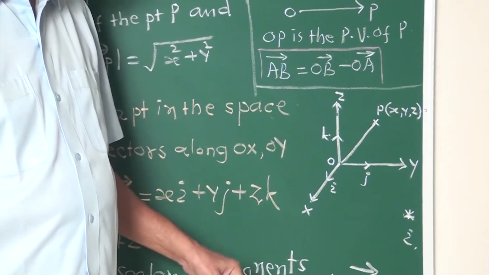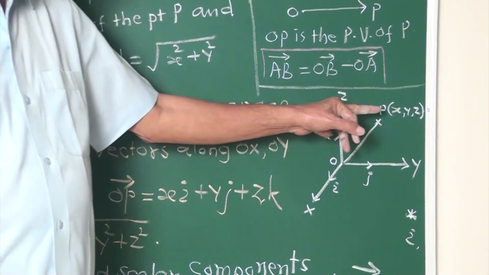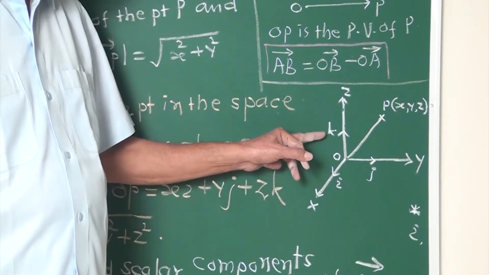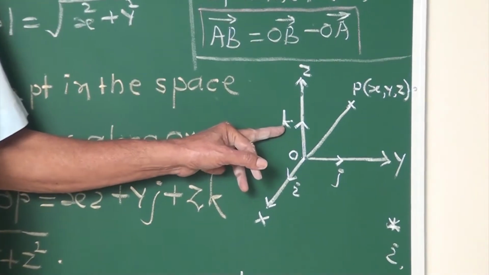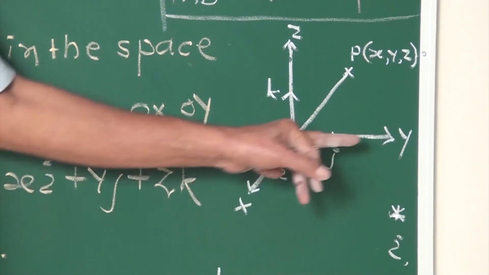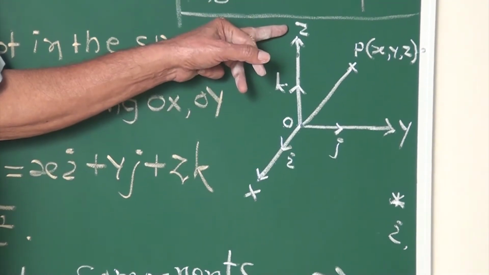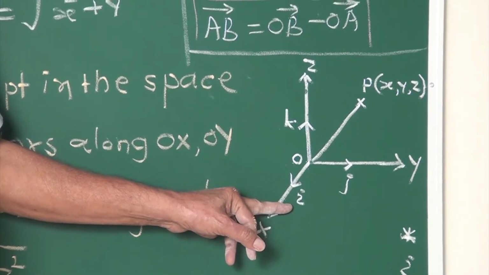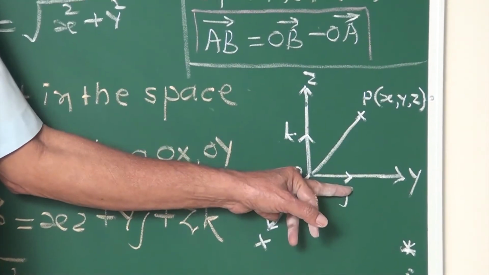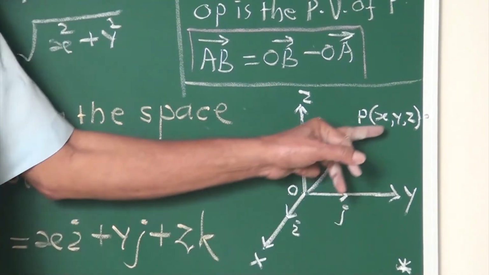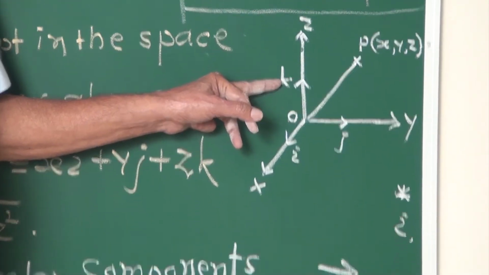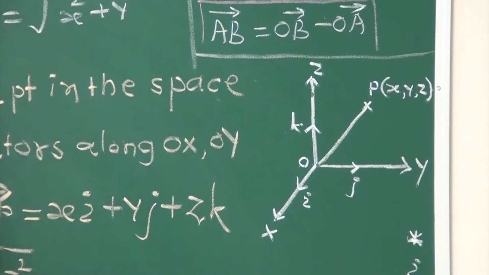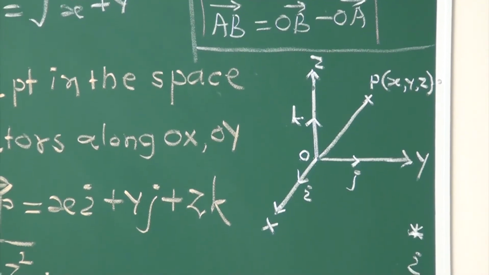Then vector OP equals x coordinate multiplied by i, and what about this? i, j, k. i, j, k are the unit vectors along OX, along OY, along OZ. Then vector OP is x multiplied by i, unit vector, plus y multiplied by j, j is along OY, plus z multiplied by k. Then what is the magnitude of OP? Root x square plus y square plus z square. The same is written, my friends, here.